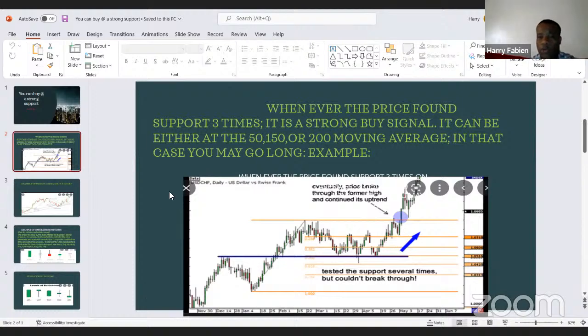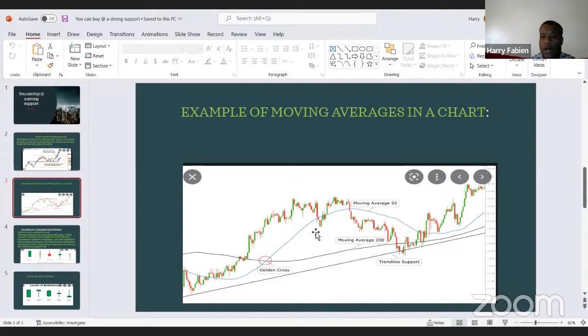I'm going to show you what's called a moving average. I'm going to show you an example on the chart. These lines are the moving average. On your platform, you tap indicators, and you tap moving average. It's going to come up. You can put 50, you can put 150, and you can put 200. First, this blue line is the 50 moving average. This line here is the 200 moving average.